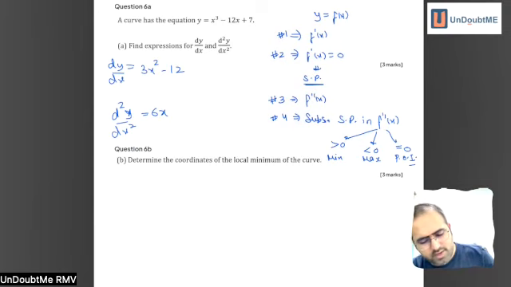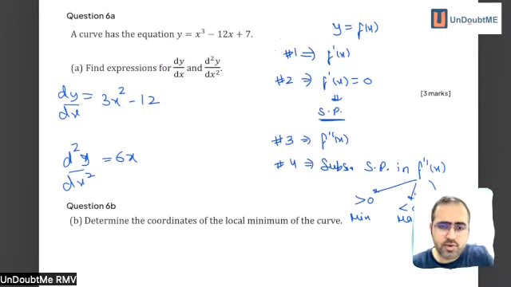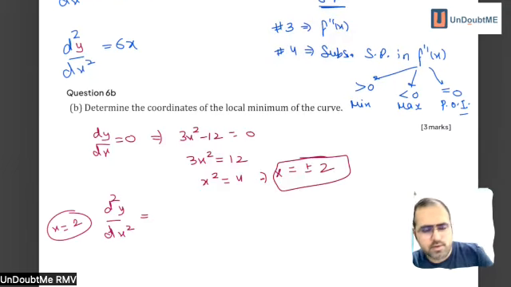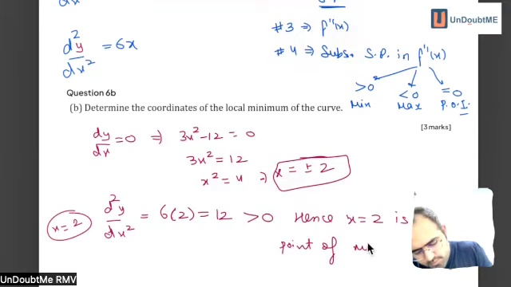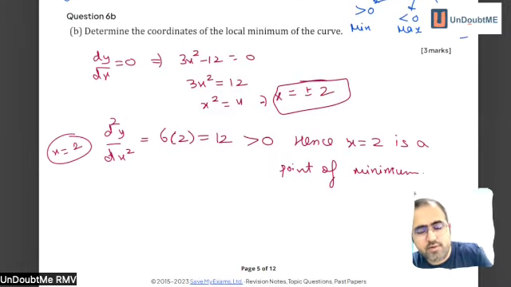Now determine the coordinates of the local minimum. For that, I am waiting for you guys to solve. At x is equal to 2, it will be 6 times 2, that is 12, which is positive. Hence, x is equal to 2 is a point of minimum. But this is not the final answer. We have to find the y coordinate also.